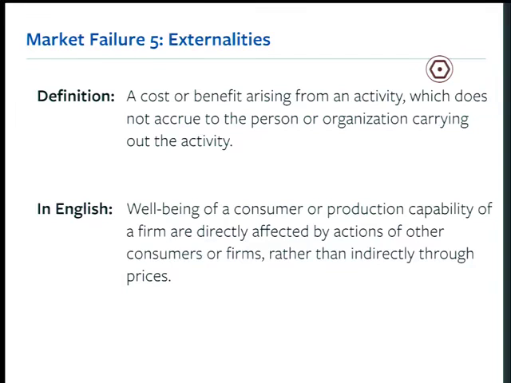All right? So an externality, the formal definition, is a cost or a benefit arising from an activity which does not accrue to the person or organization carrying out the activity. What? All right. If you live in a dorm, I used to live in a dorm.